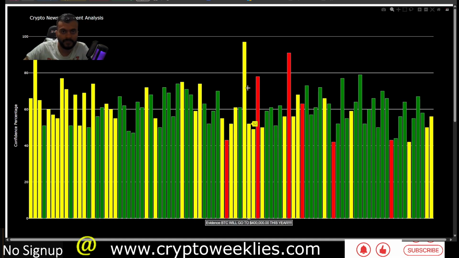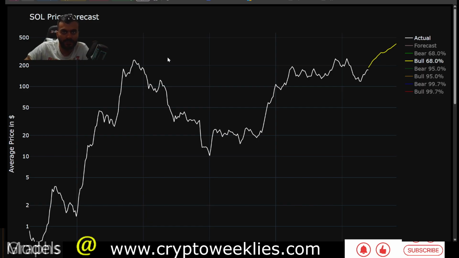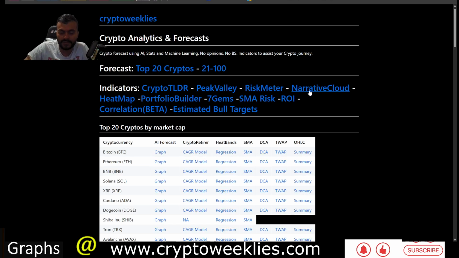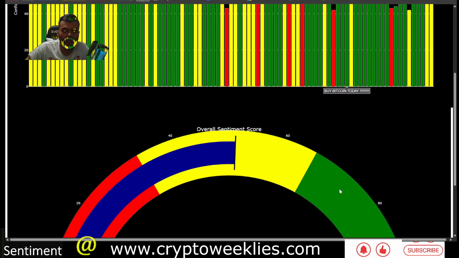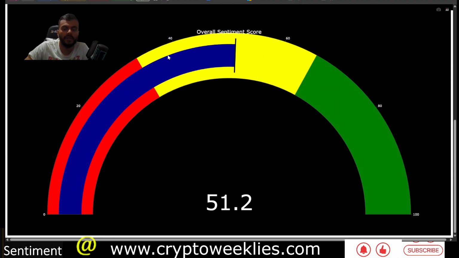But my website cryptoweeklies.com conducts social media based price sentiment analysis. Over here, under the Crypto TLDR, if you click on it, it says what the popular narratives were over the last 24 hours and what the overall sentiment score is based on that narrative. It's a 50-50, not too bullish, not too bearish.